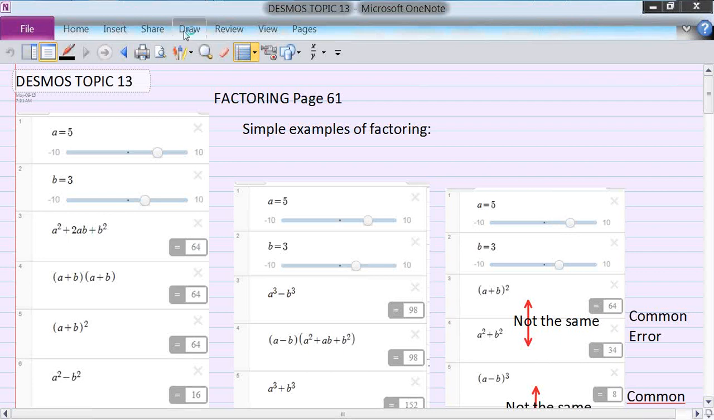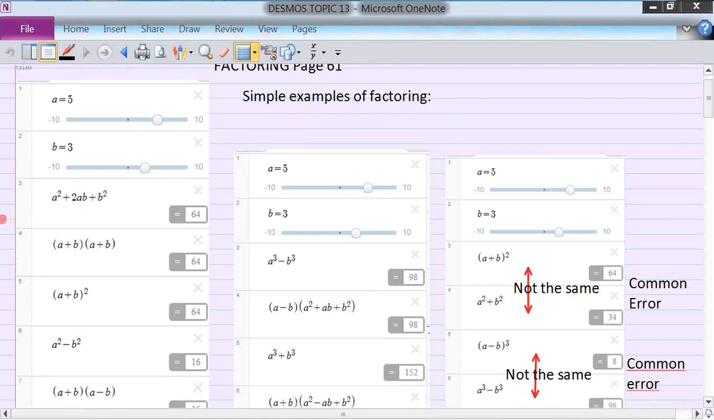We're on topic 13, and we're going to look at factoring. Basically this is the same kind of thing that we've done before. I've taken some simple examples like a squared plus 2ab plus b squared, factored it like this into a plus b, and then rewritten it as a plus b squared. You can see the numbers here are exactly the same. We've identified a as 5, b as 3. If we change the sliders on a and b, these numbers should stay the same.